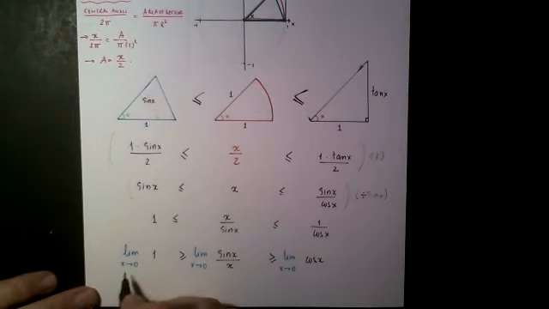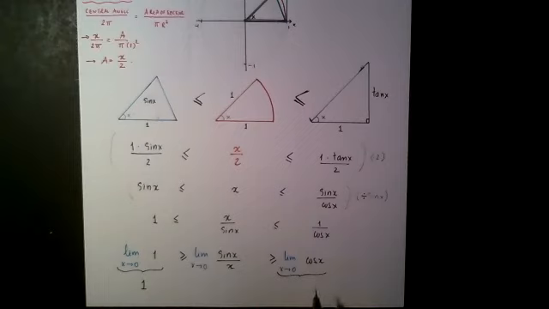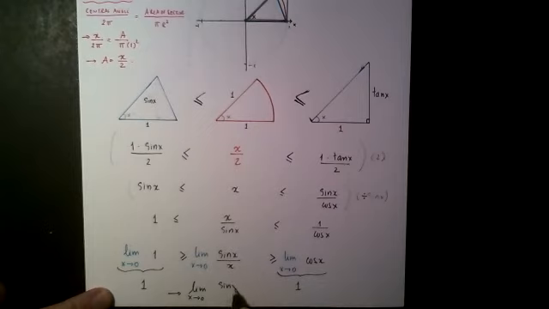Okay. Limit as x approaches 0 of 1, well, this is 1. Limit as x approaches 0 of cos x is cos of 0, which is 1. So I just showed that the limit is between 1 and 1, so it has to be 1. There's no choice. Do you understand? And that's my proof. Therefore, limit as x approaches 0 of sine x over x is equal to 1. That's it.